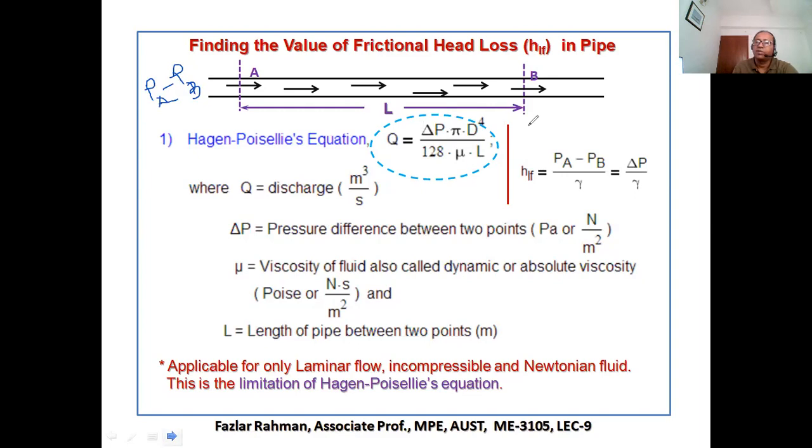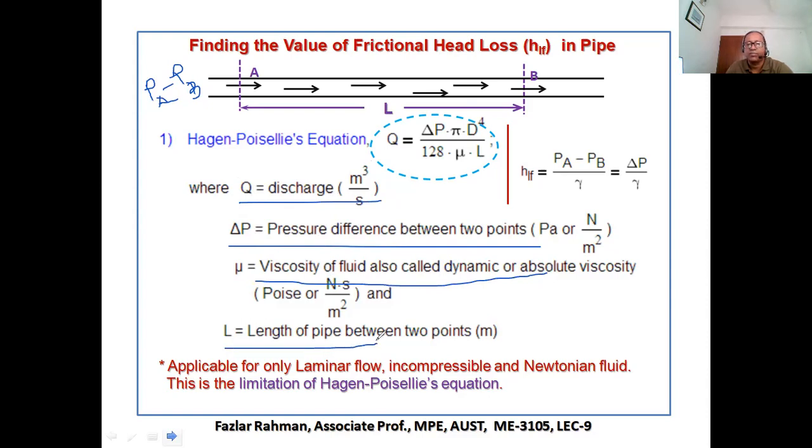But there is a problem, because this equation says, after all, the parameters: Q is the discharge, meter cube per second. P is the pressure difference between 2 points. Mu is the viscosity of the fluid, or absolute viscosity, and L is the length of the pipe.